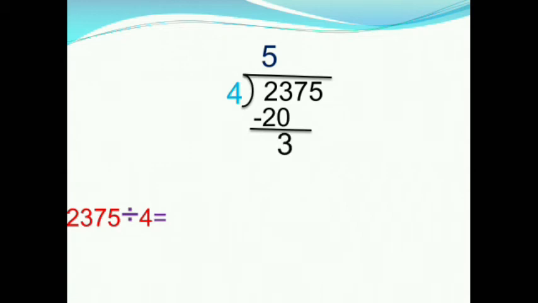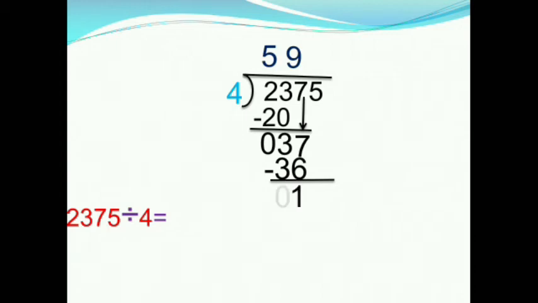Next we should take the third digit, that is 7, and write it here. It becomes 37. 37 will not come in the 4 table. So we should take the nearest number, that is 36. 4 9s are 36. Write 9 in the quotient place and write 36 below 37 and subtract it. 37 minus 36 is equal to 1.